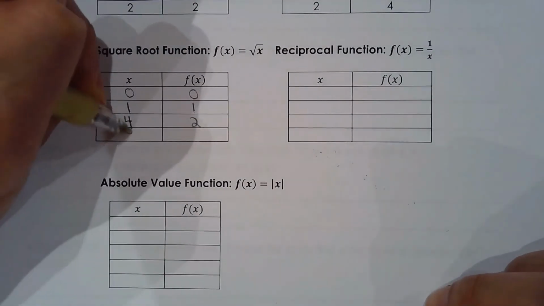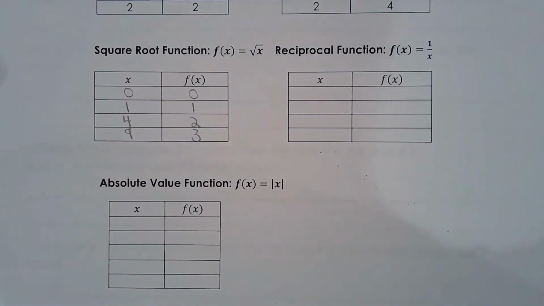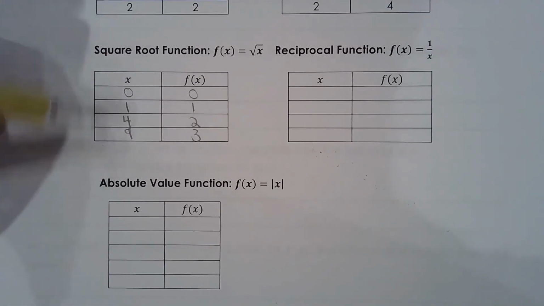These are points I can actually plot, that I can work with and transform. And guess what? These are perfect squares. Your inputs are all perfect squares. That's how you get a nice clean output, because this is a square root function. Anyways, try to make sense of it.